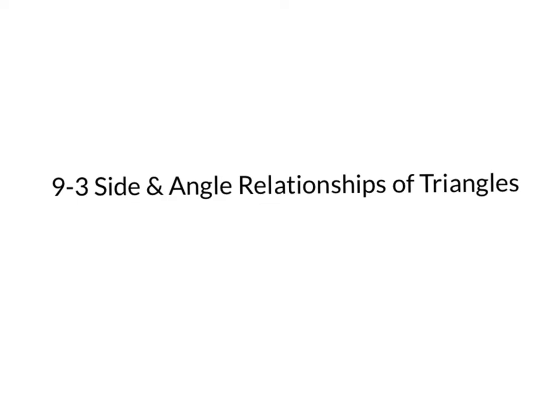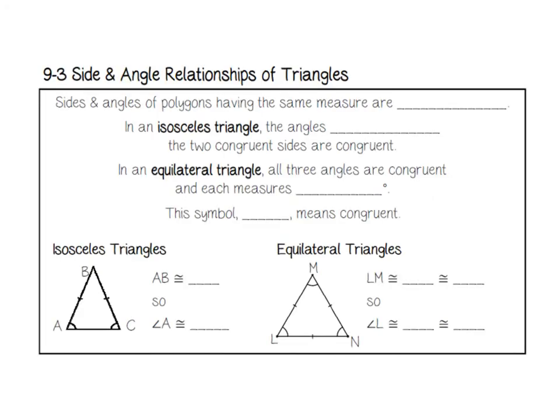Today we're going to be doing the side and angle relationships of triangles. So when we're talking about sides and angles of a triangle, there's some relationships that happen. Sides and angles of polygons having the same measure are called congruent. And if you remember the word congruent, it means same size, same shape.